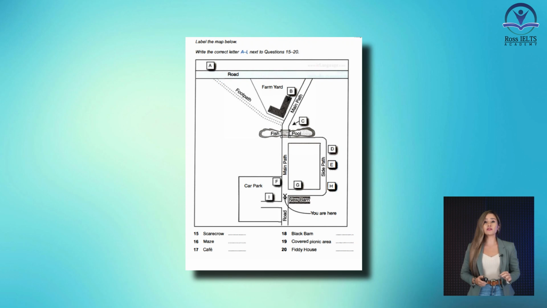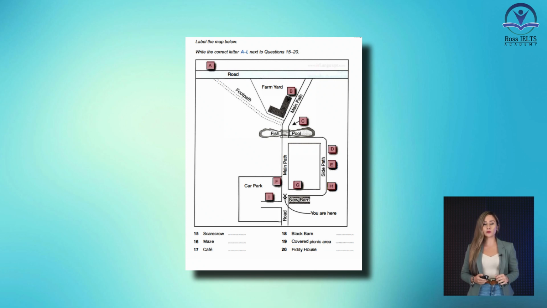The farm consists of different parts like the roads, the main and side path, the footpath, the farmyard, car park, fishbowl, and new barn. Besides, you can see little boxes with letters in them, A, B, C, D, E, F, G, H, I. But what are they? These letters actually are the other parts of the farm that you should listen for and write next to the numbers 15 to 20.